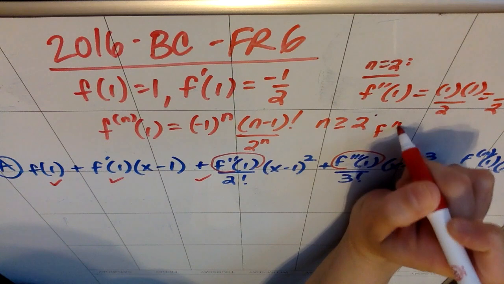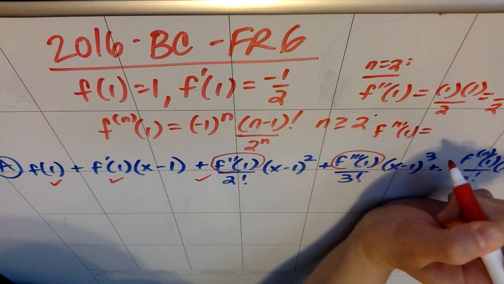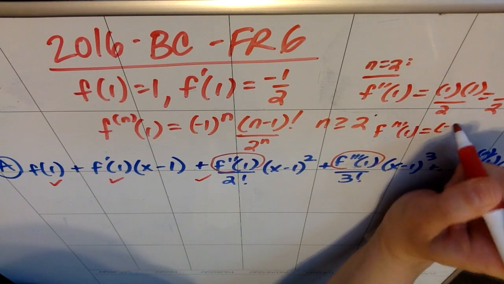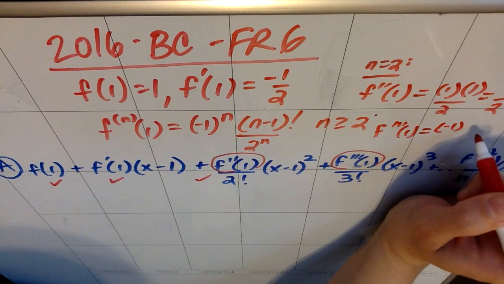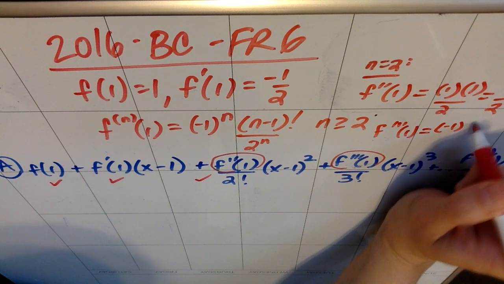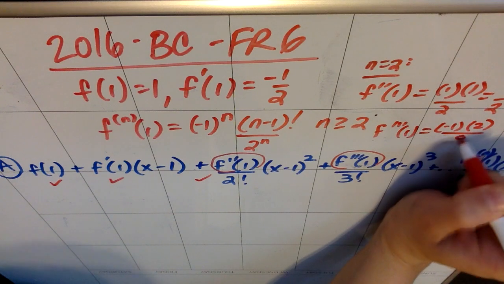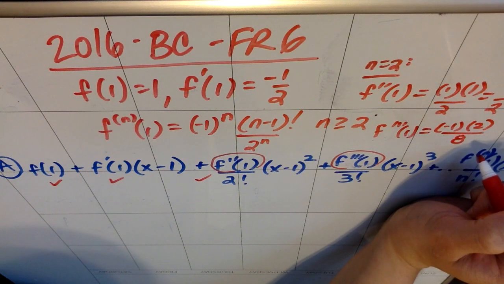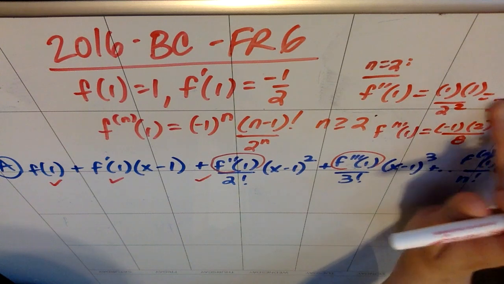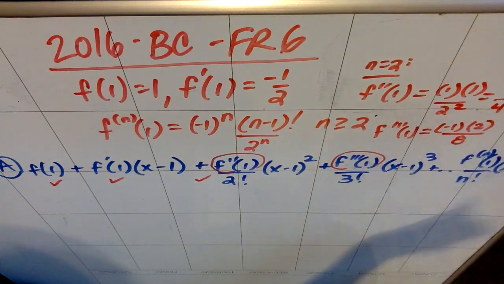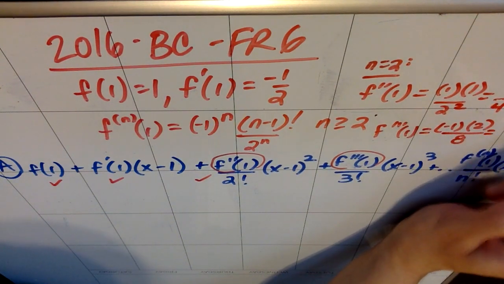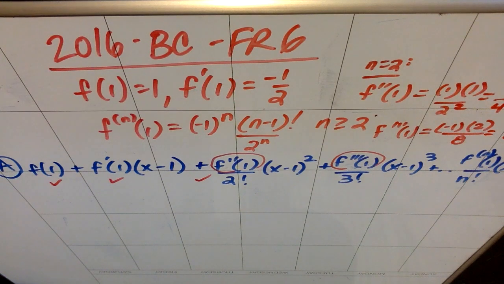If I want f triple prime of 1, I'm plugging in n is 3, right? So that would be a negative 1, because it'd be negative 1 to the third, which comes out negative. I'd get a 2 factorial, which is just a 2, and it would be over 2 to the third, which is an 8. Oh, I'm sorry, it was a 2 to the second up here. My bad, that was a 4th. Sometimes my brain does stupid things. So I get negative 1/4. So I got 1/2 for f double prime of 1, and I got negative 1/4 for f triple prime of 1. So now I know all of these things, and it's just my job to write out this ridiculous mess.